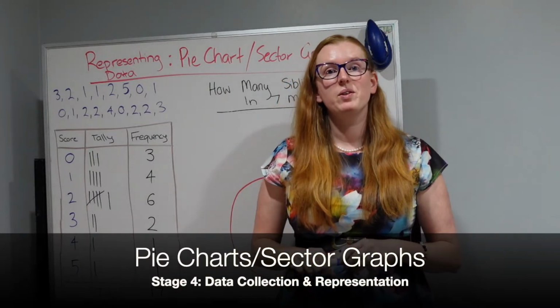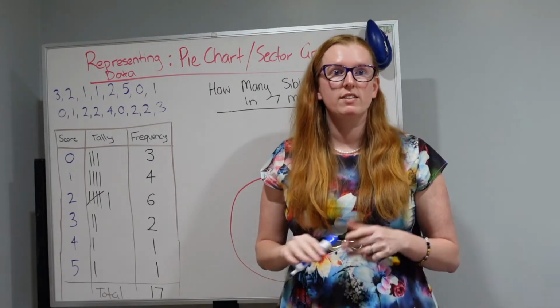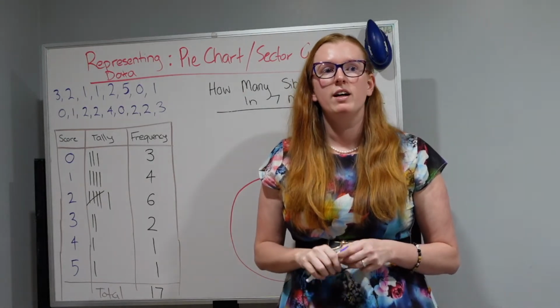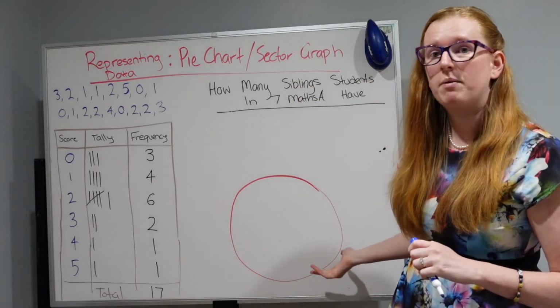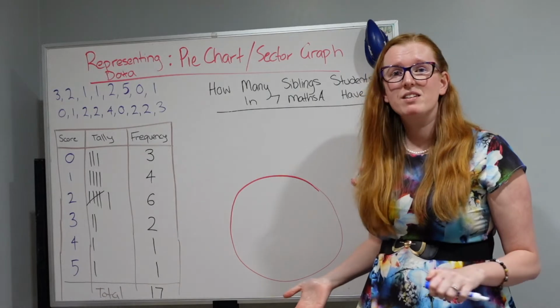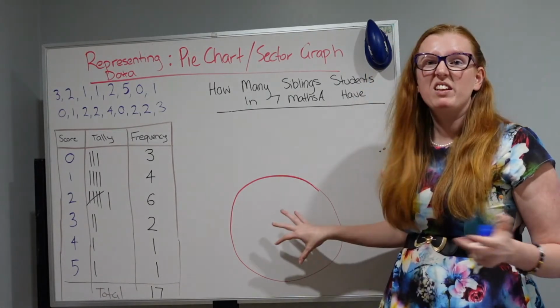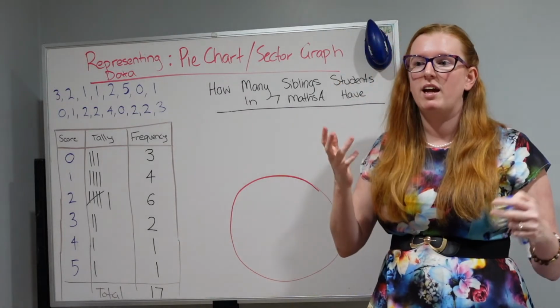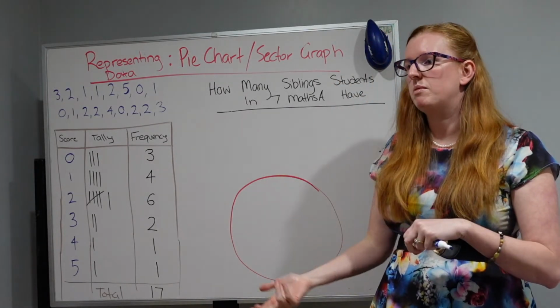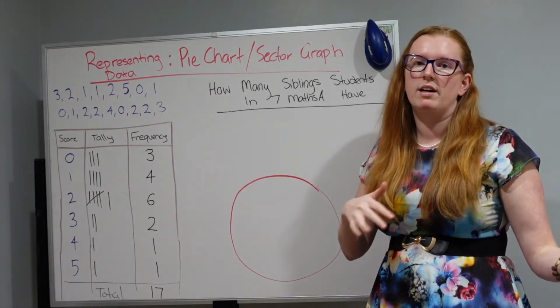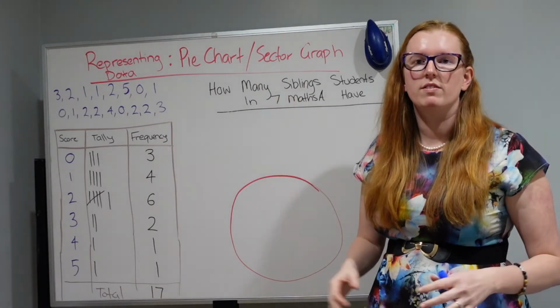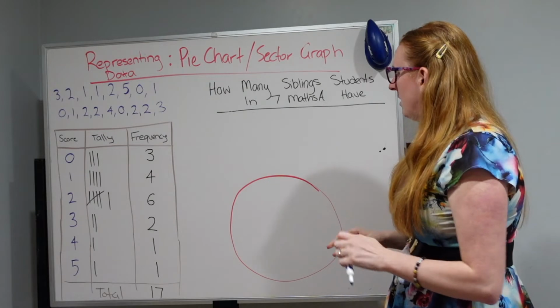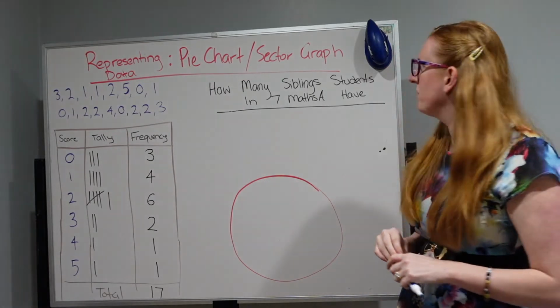Okay, now we're going to look at how we create a pie chart, sometimes known as a sector graph. These are quite common. You'll probably see them around in the media and such. They're a really straightforward way of representing data. They're an alternative to using a dot plot or a histogram and polygon or a line graph, or there are lots of different ways to represent data. Really personal preference, I suppose.